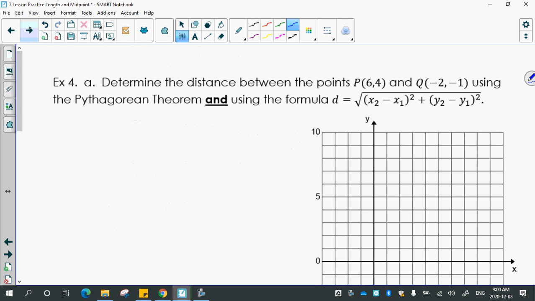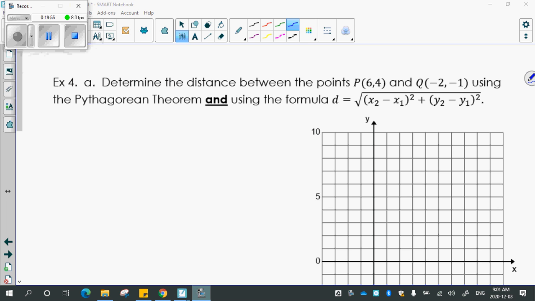All right, determine the distance between the points using the Pythagorean theorem and using the formula. Do you want some time just to try this one on your own? I think we should do that.